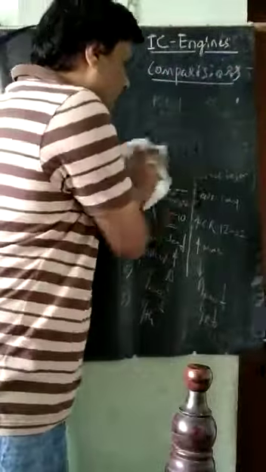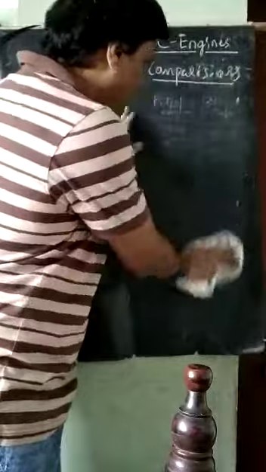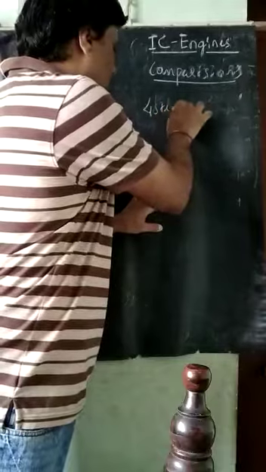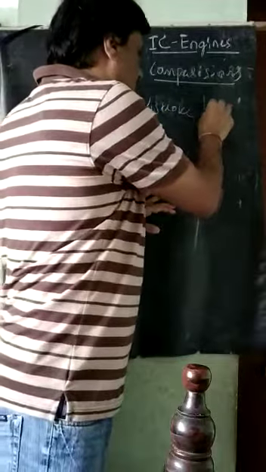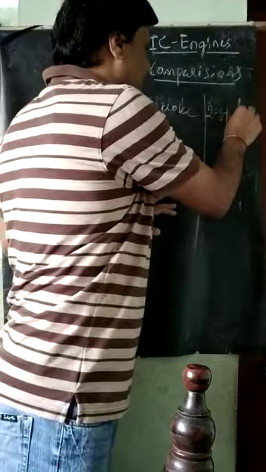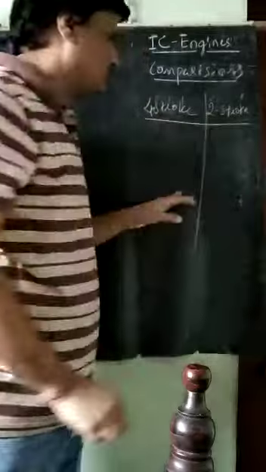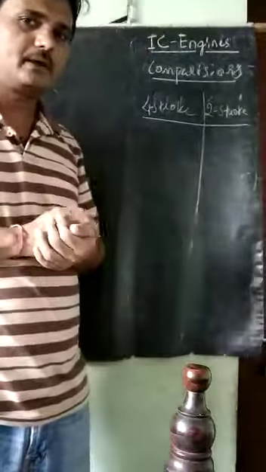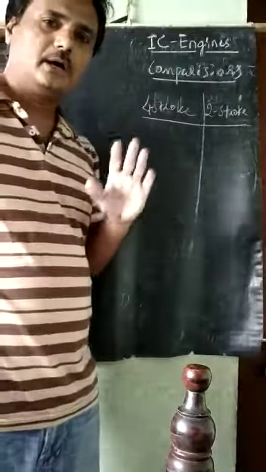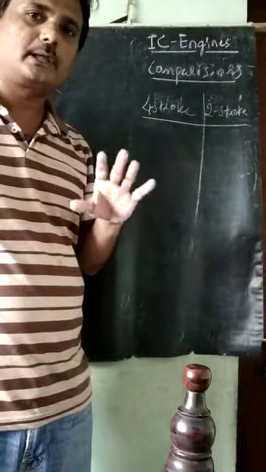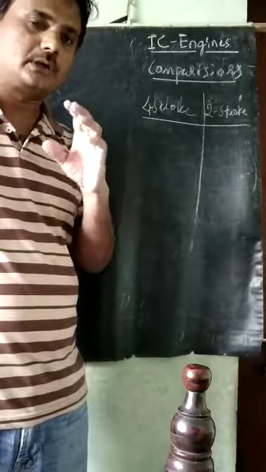The next type of comparison is 2-stroke and 4-stroke. If I take 4-stroke on one side, and 2-stroke on the other side, how can we compare them? As we already studied, how the 4-stroke works, how the 2-stroke works, and how they are made.